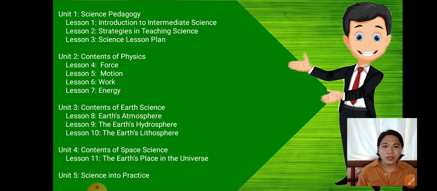And of course, unit 2, it is the contents of physics. We have force, motion, work, energy. And of course, contents of earth science. We have the earth's atmosphere, earth's hydrosphere, and earth's lithosphere. And of course, contents of space science. We have the earth's place in the universe. So by the way, it includes also the planets. That's why I'm quite excited.